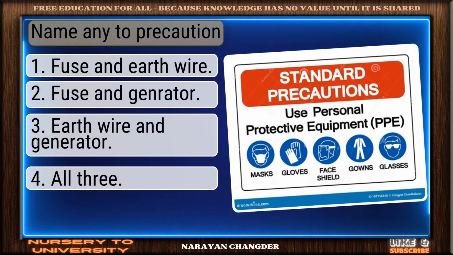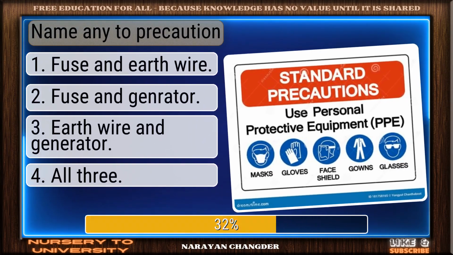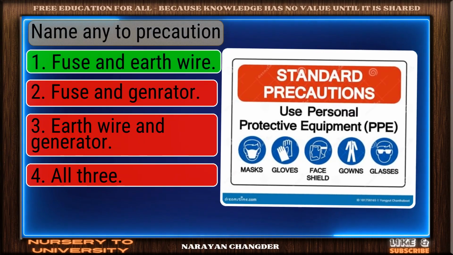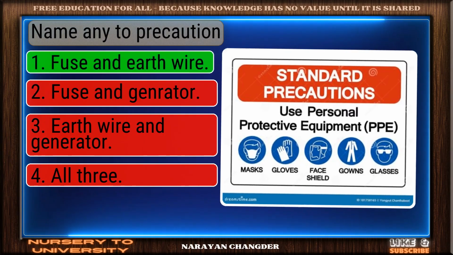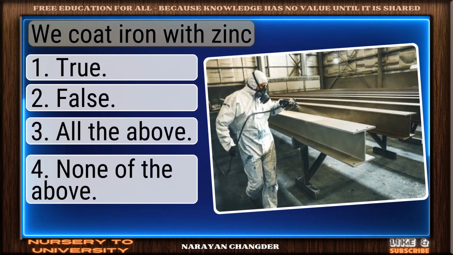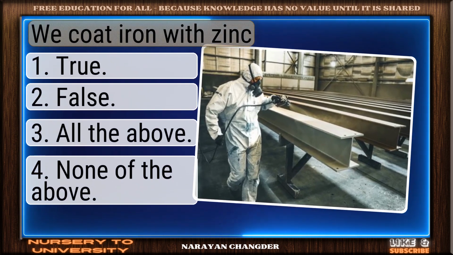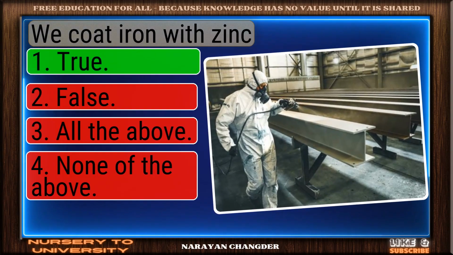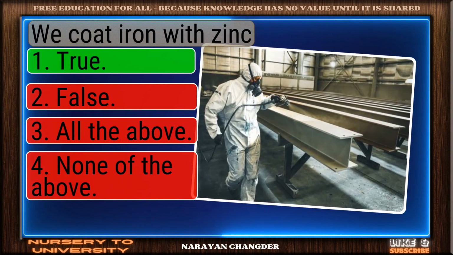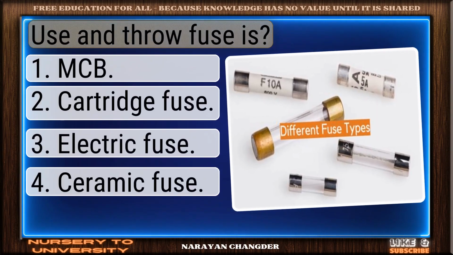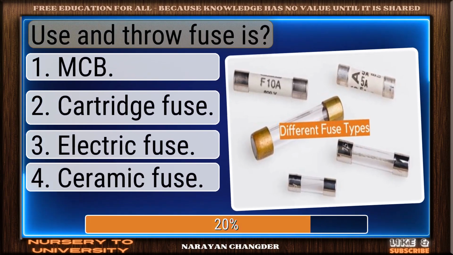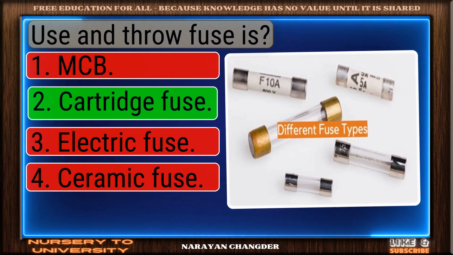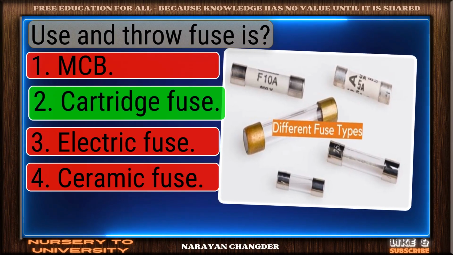Question number 276. Name any two precautions. Strong choice. Fuse and earth wire is the right answer. Question number 277. We coat iron with zinc. You got it. Your choice true is right. Question number 278. Use and throw fuse is. Correct response. Cartridge fuse is the most accurate answer.